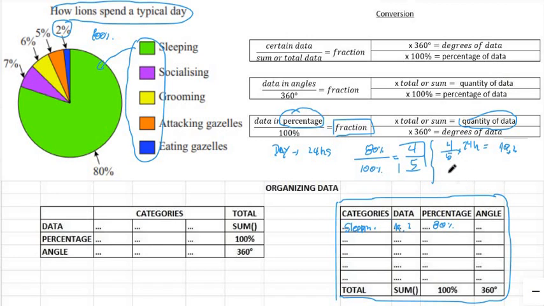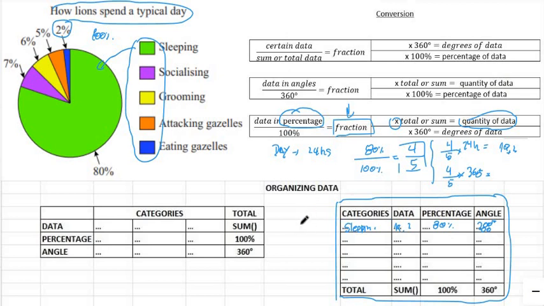And if you want to find the angle, what do you do? 4/5 multiplied by 360 degrees. And how much is this? 288 degrees. So when they give you the information as a percentage, you convert it to a fraction, and once you have a fraction, you can multiply it by the total, in this case 24 hours, or by 360 degrees, and you have the degrees. And then you start completing this table.